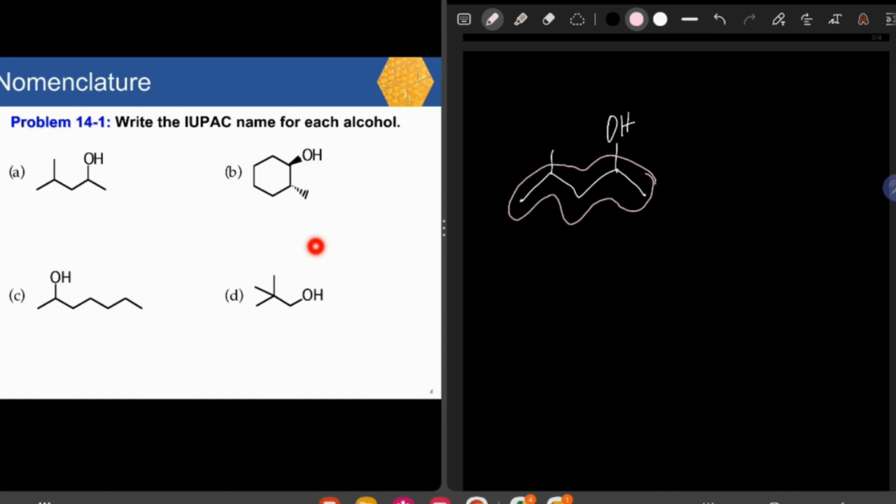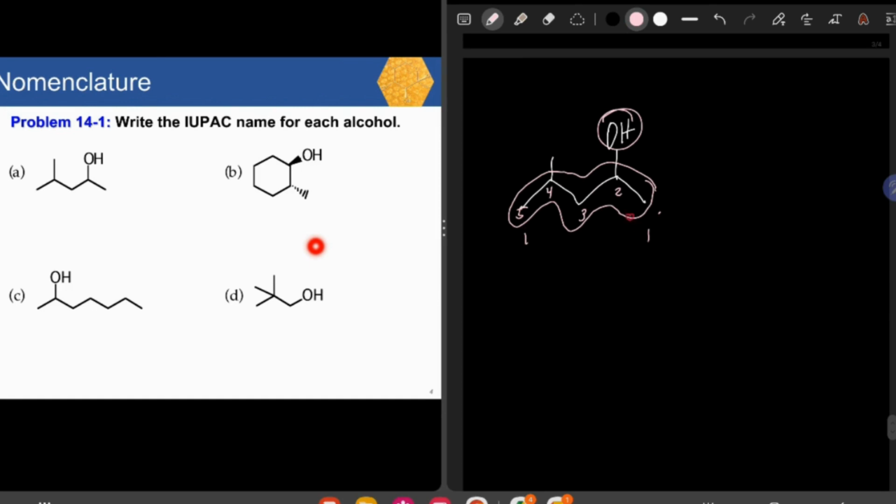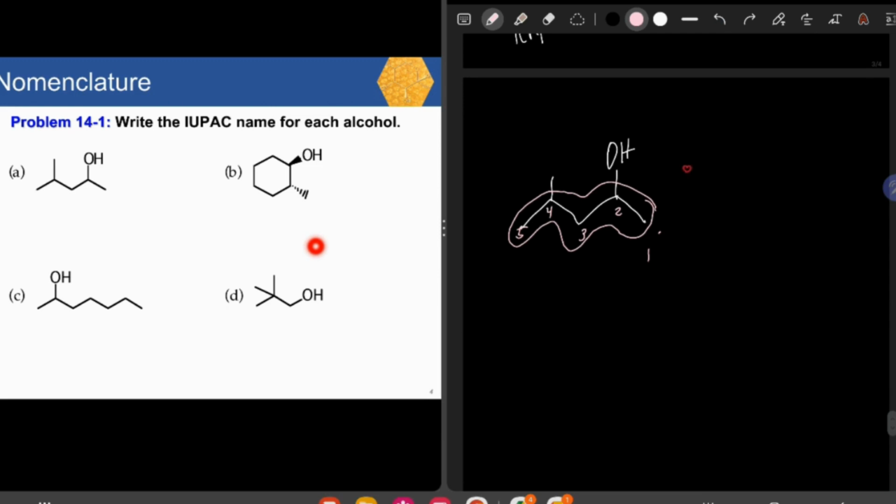So, why did I choose this? Because it has 1, 2, 3, 4, and 5, five carbons. But why did I start at this end? Again, according to the rule, choose the numbering that gives the lowest number to the OH functional group. If I start here at 1, it would be 1, 2, 3, it becomes 4. So, I'll start at 1 here so the resulting number isn't so high. Understood? So, for this one, we'll have 2.